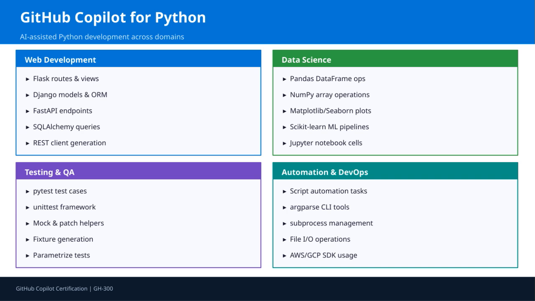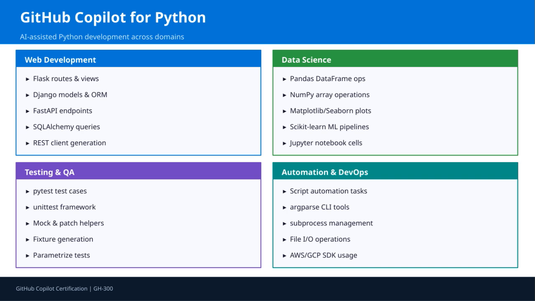It also assists in building machine learning pipelines with scikit-learn and writing code within Jupyter notebooks, streamlining the entire data analysis workflow. For testing and quality assurance, Copilot can generate PyTest test cases, work with the Unittest framework, and provide helpers for mocking and patching. It can also create fixtures and parameterize tests, ensuring your code is robust and well-tested with less effort.